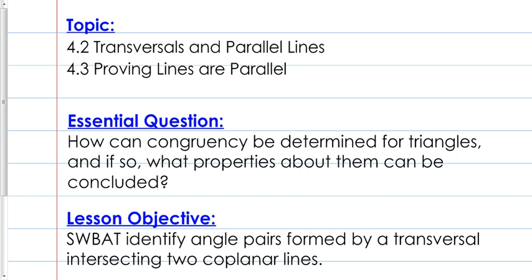The essential question is, how can congruency be determined for triangles, and if so, what properties about them can be concluded? And today's lesson is just one more step in answering that essential question. The specific lesson objective for today is that you will be able to identify angle pairs formed by a transversal intersecting two coplanar lines. Let's go ahead and get started.